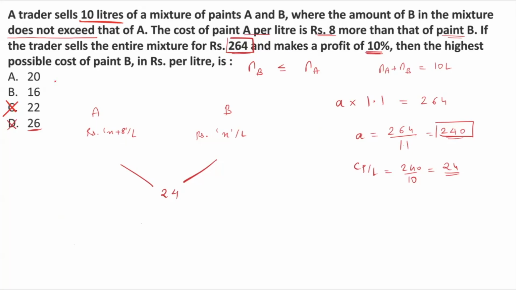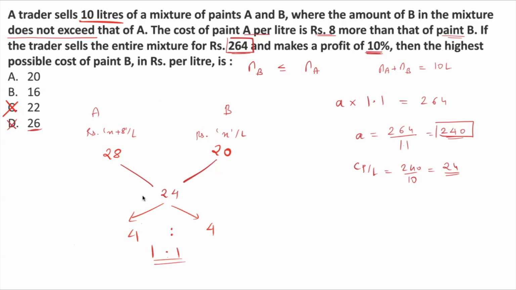That brings me to the next higher value of the price of mixture B, and that is option A, which says 20 rupees per liter. In that case, the price of mixture A will be 20 plus 8, 28 rupees per liter. Once again, by the rule of allegations, 28 minus 24 is 4. 24 minus 20 is 4. The ratio is 4 is to 4, or 1 is to 1.